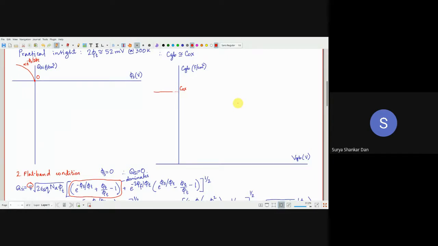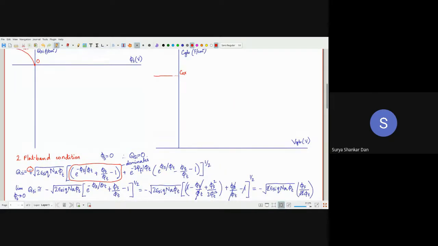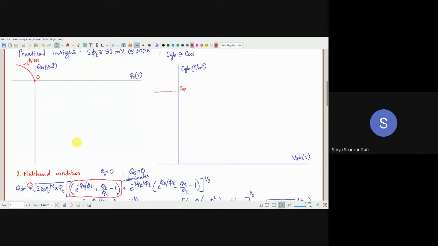All right. Now we go to the next thing, that is the flat band condition. As far as your QSI is concerned, you're not bothered, because you simply put phi s equal to 0, you get it 0. So that's why I have put, remember this is the condition. So I will just put a dot over here to indicate that it is a condition.